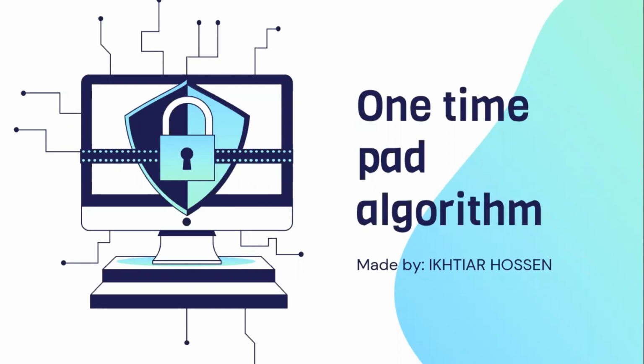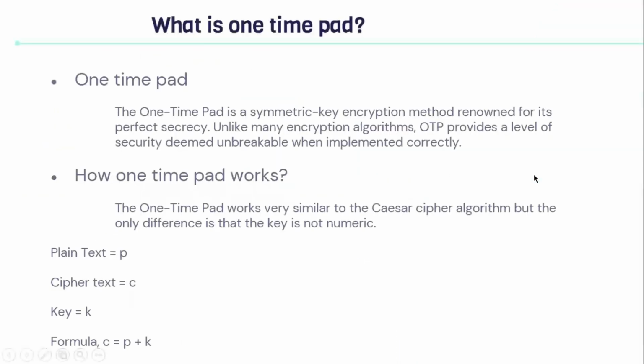So today we're going to explain the one-time pad algorithm. The one-time pad algorithm is very similar to the Caesar cipher algorithm. If you haven't watched the Caesar cipher algorithm video, I suggest you watch that first, then come to this video. It works very similarly to the Caesar cipher algorithm.